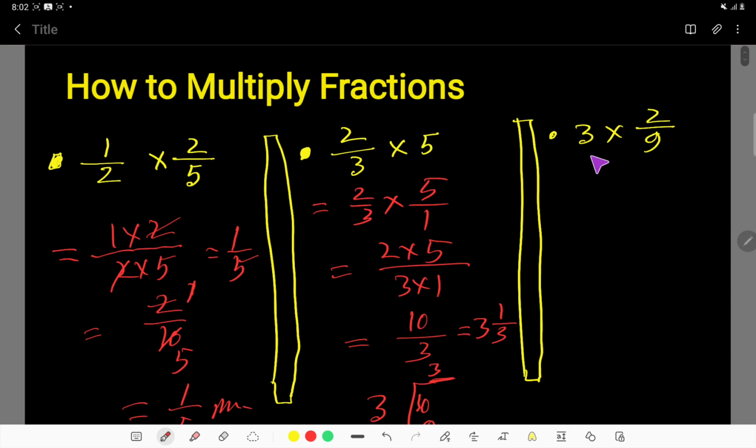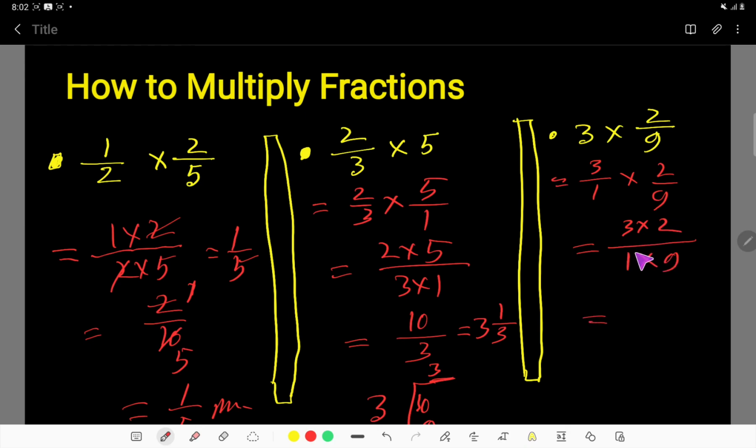And now look at this example. This is a whole number and this is a fraction. So how to multiply a whole number by a fraction? A similar technique will be applied here. Now just multiply the top numbers and bottom numbers, right? So now we have to simplify.